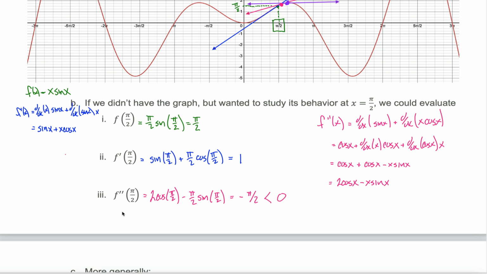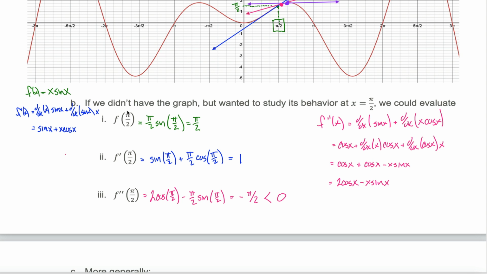We can keep going. We can calculate the third derivative, which would be the change in the second derivative, or the fourth derivative, which would be the change in the third derivative. But once you get beyond the second derivative, it's pretty hard to make sense of what your analysis is even telling you.